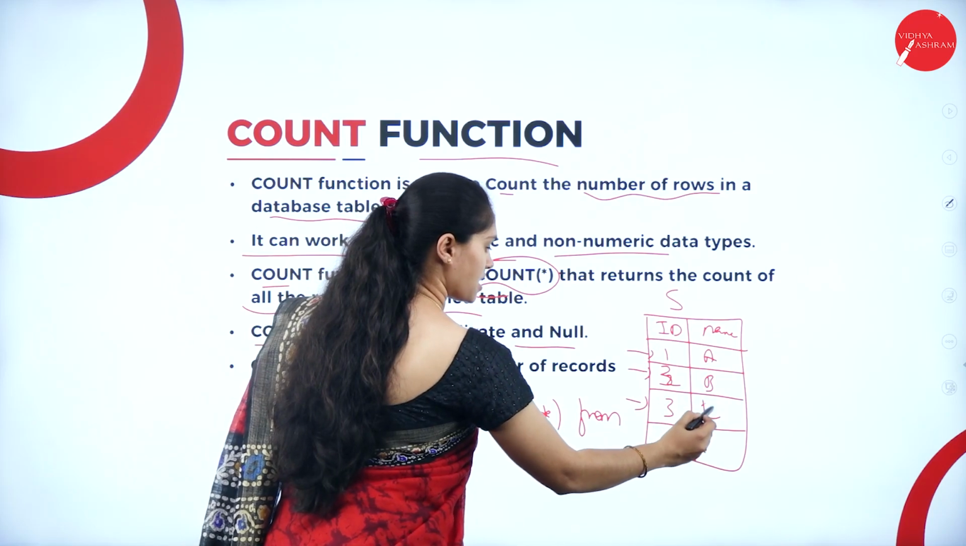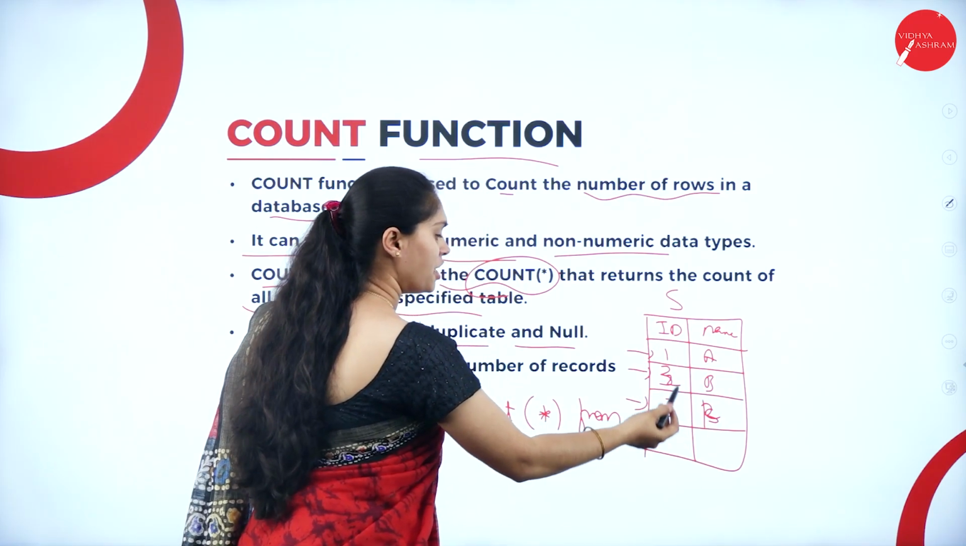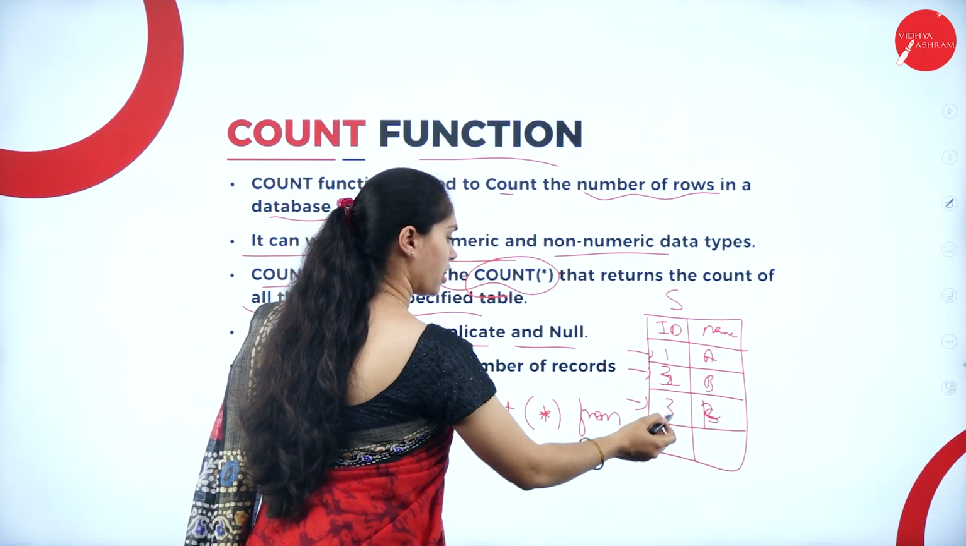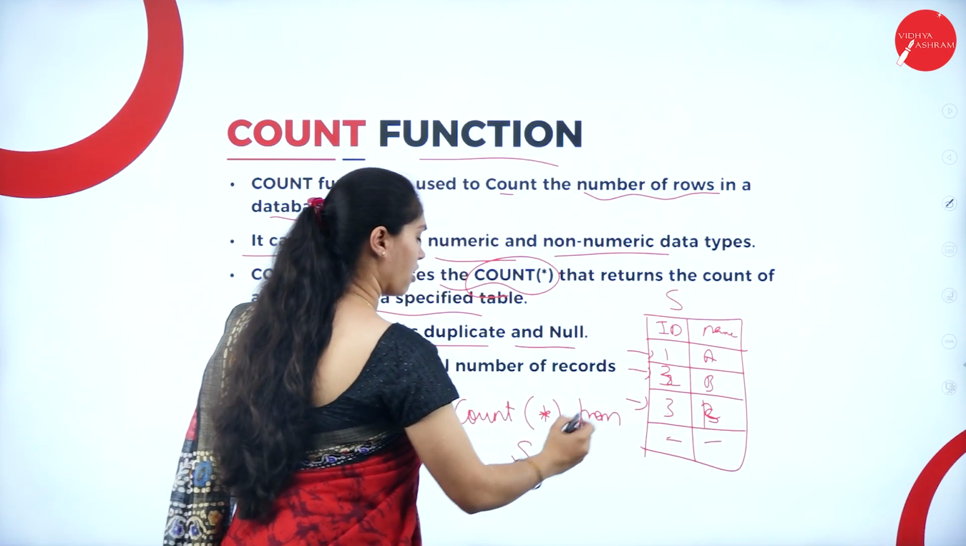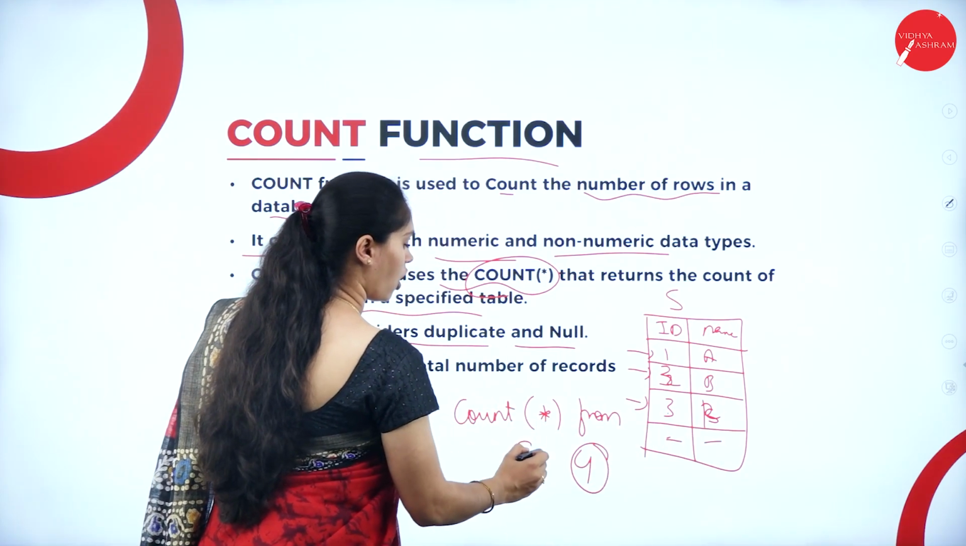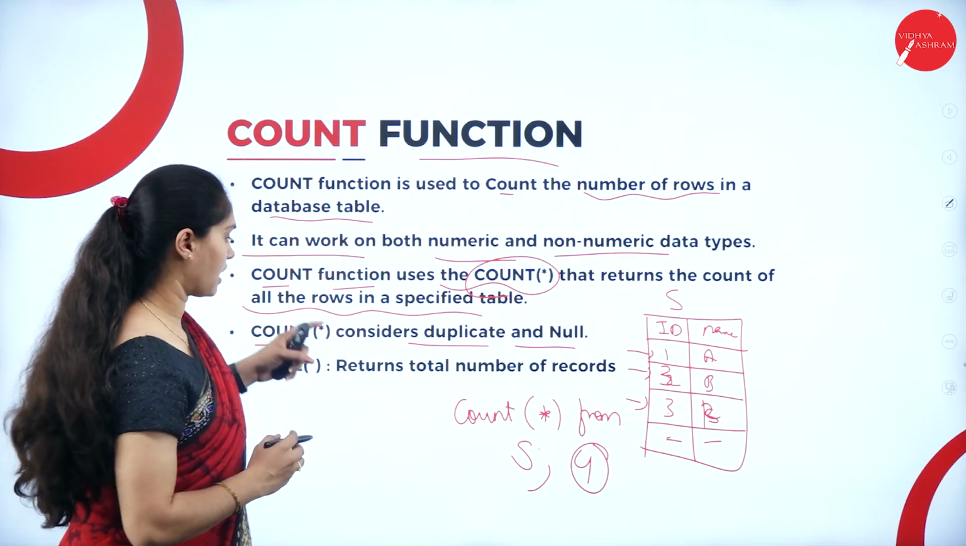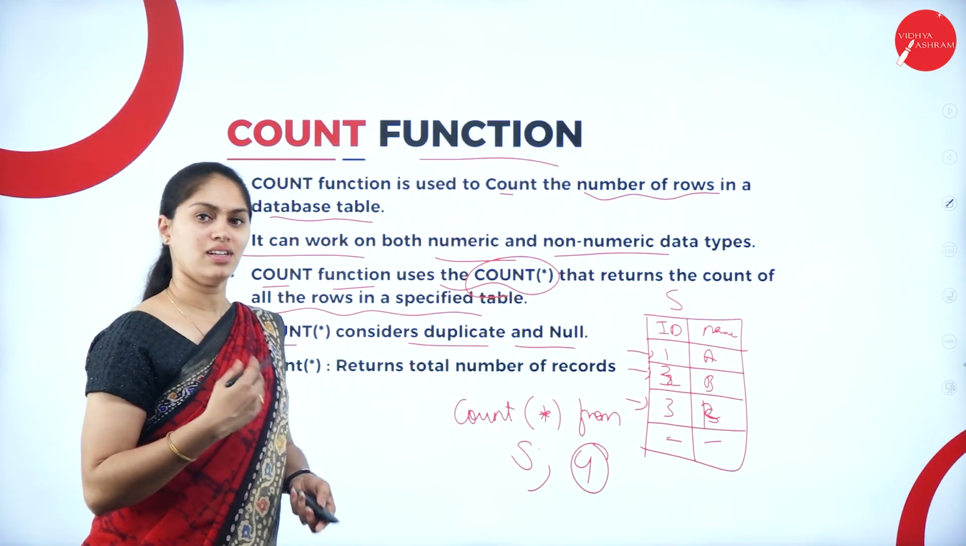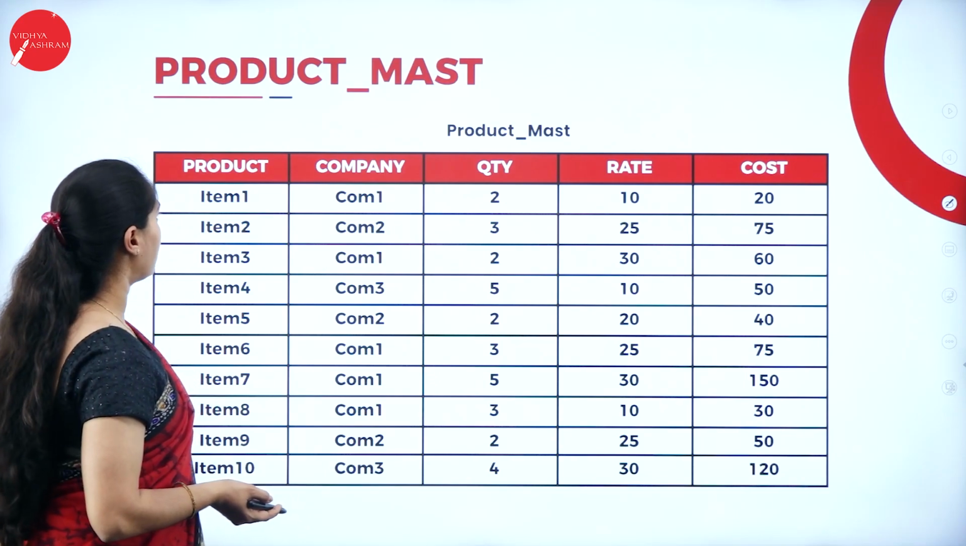If we consider this as B itself, again these two are the duplicate values. So 1, 2, 3, 4. Here also a null value we have. So it's just going to return the output as 4. That means it will consider both the duplicate data, even null data. So here you can see the example.